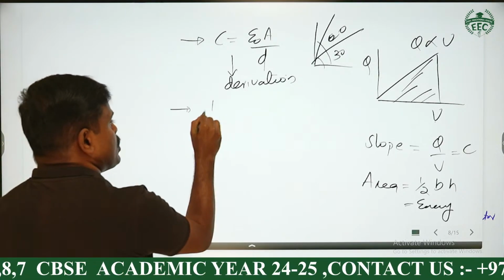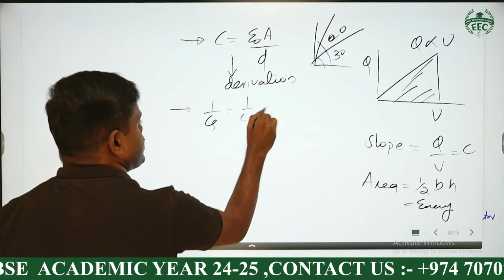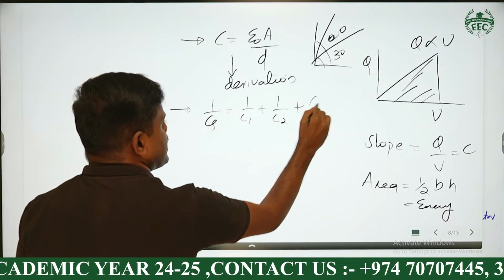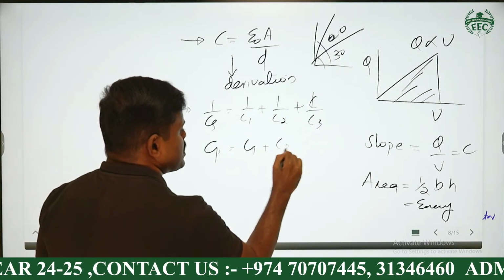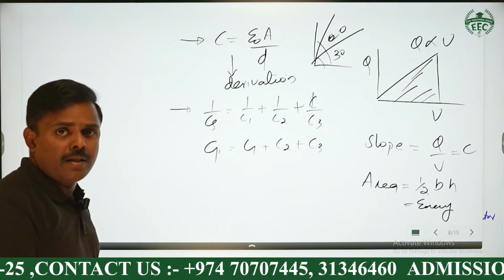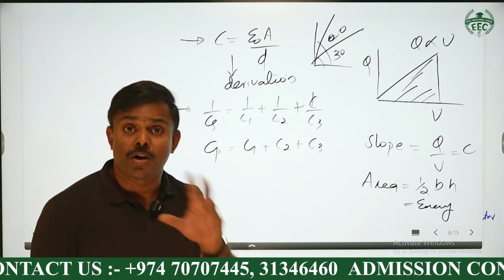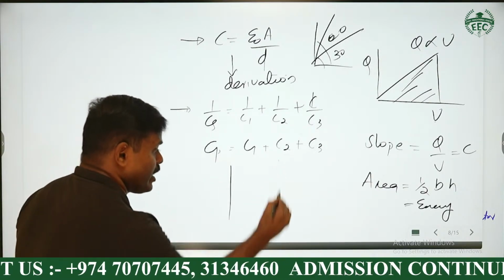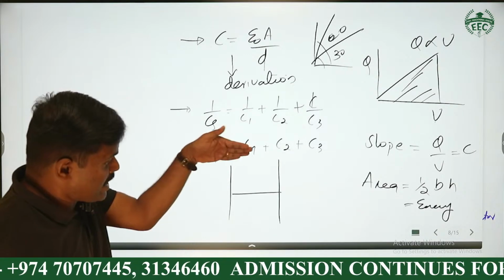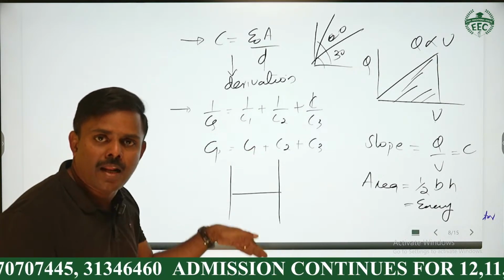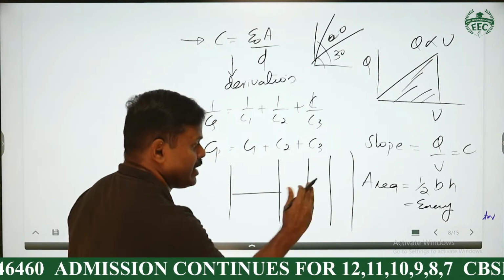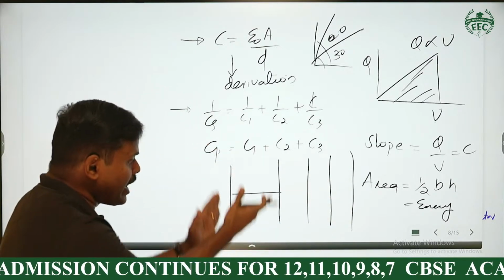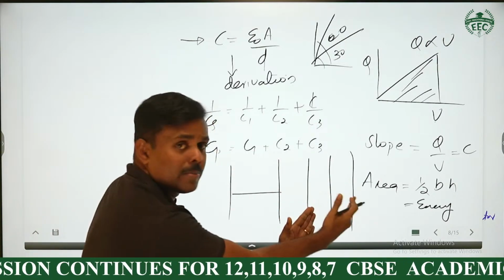Then combination of capacitors, series combination equation, this derivation, 1 by C1 plus 1 by C2 plus 1 by C3. Parallel combination, C1 plus C2 plus C3. The combination based numericals, particularly this one, if it is taken top bottom, it is parallel combination. If it is taken left right, it is series combination.